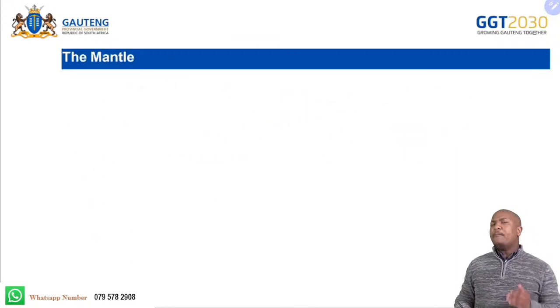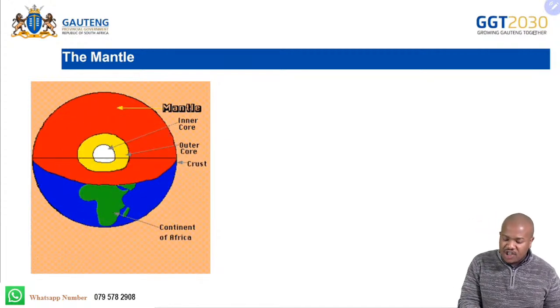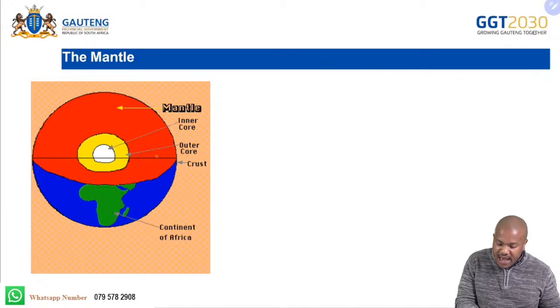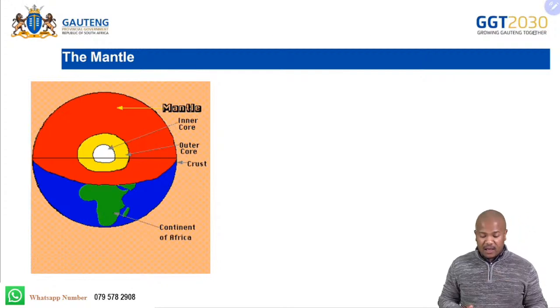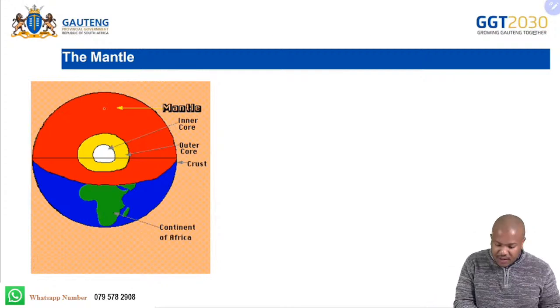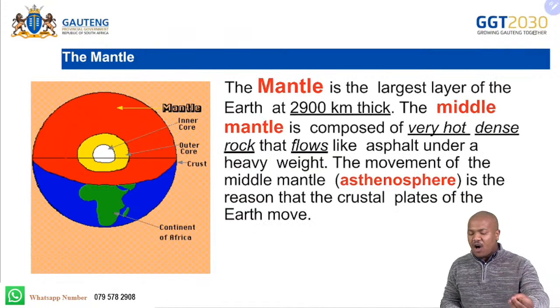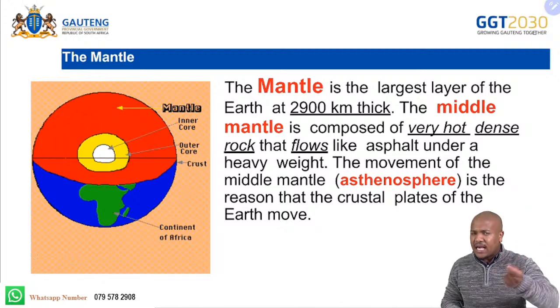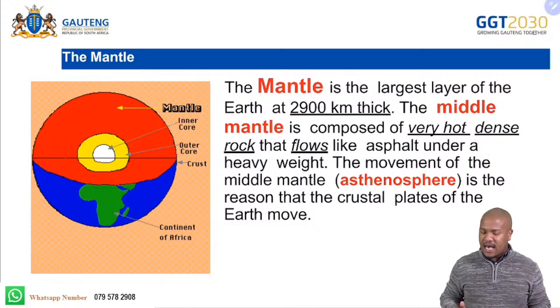So now, the mantle as well, as we're talking about it. When you look at this picture, the mantle is all the red parts that you see in that picture. It is the largest what? Layer in the earth. So the mantle is all these red parts that we witness here. It is the largest layer of the earth at 2,900 kilometers thick. Can you see how thick it is compared to all the other layers?